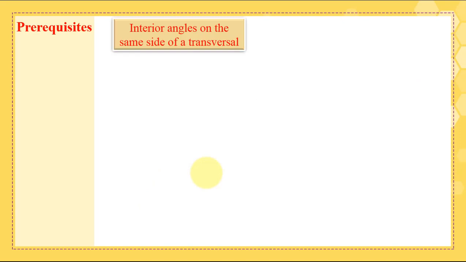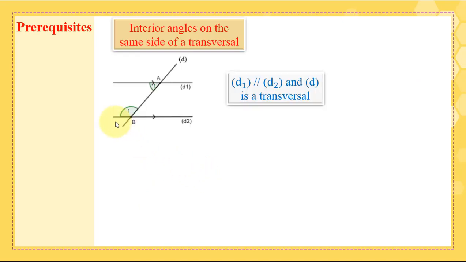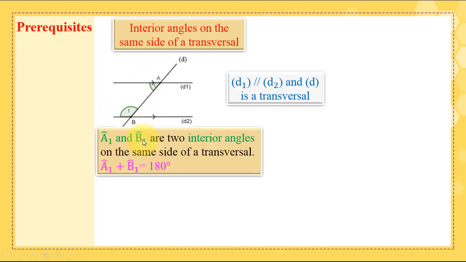From the previous year, you know that if two lines D1 and D2 are parallel and they are cut by a transversal D, then interior angles on the same side of a transversal are formed. A1 and B1 are supplementary angles. Their sum is equal to 180 degrees.